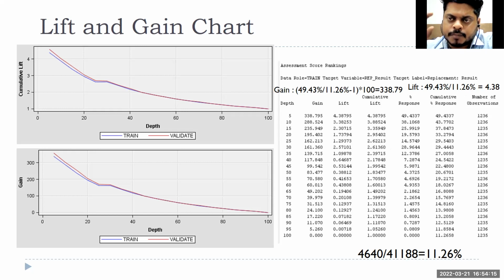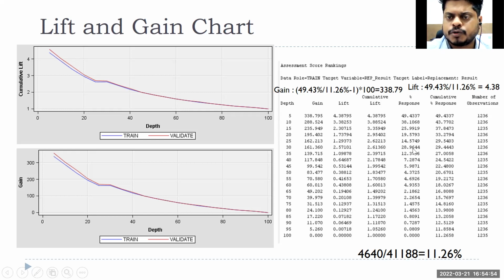So lift is for that particular 5%. When I'm talking about the gain, I'm considering all those customers, up to 30% of my customers. But when I'm talking about the lift, from the next 5%, how much improvement is happening? The percentage response is for that particular 5%, because this bracket is 5% each. 28.96 divided by 11.26 will be close to 2.57.